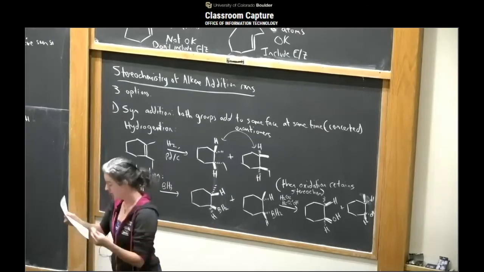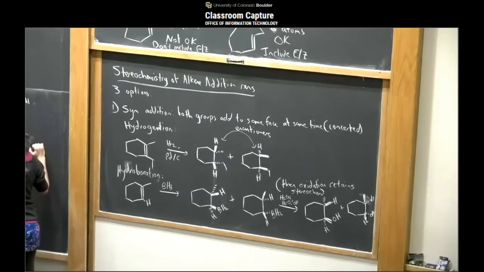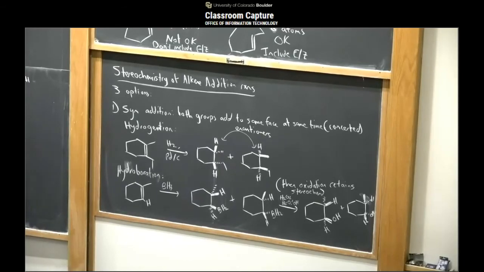Okay, so real quick in the time I've got left, the third possible category is going to be random stereochem. Okay, so this means there's no control: both groups could be pointed bold, both could be dashed, one bold, one dashed. So I guess a better way to phrase this is a mixture of syn and anti-addition.